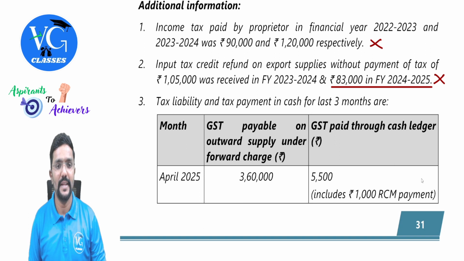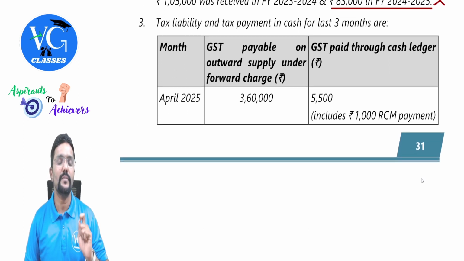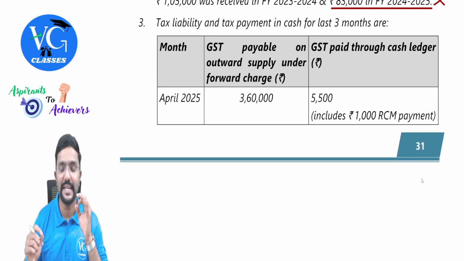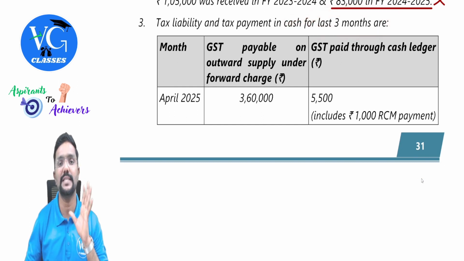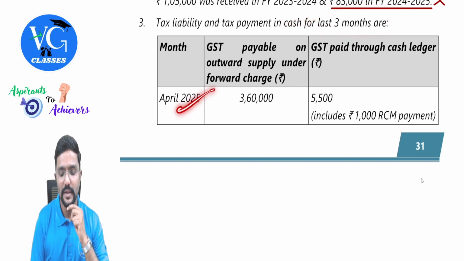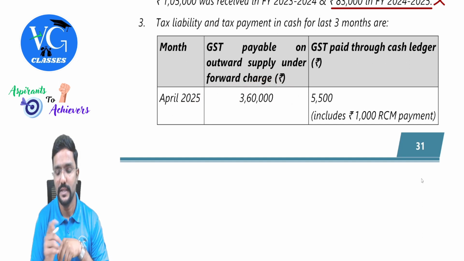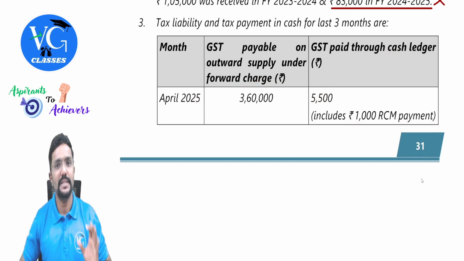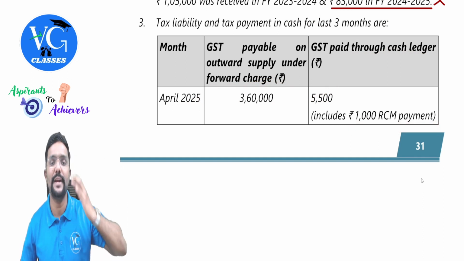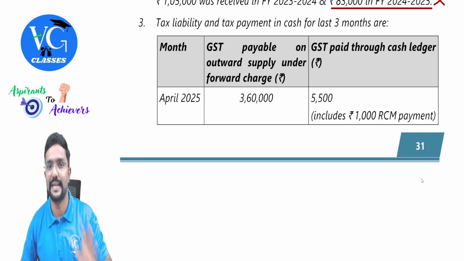Okay, sir. Next, let us move to the third point. Tax liability and tax payment in cash for the last 3 months. April, output tax is 3,60,000. GST paid through cash ledger is 5,500. But it includes 1,000 rupees RCM payment. See guys, RCM payment means what we have paid on our inward supply. It is called input tax.